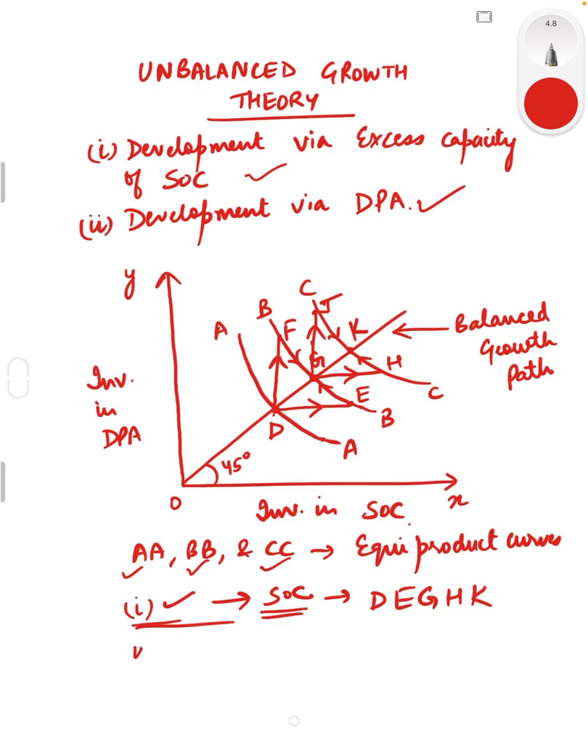Secondly, on the opposite side, if we first invest in DPA and then let SOC develop subsequently, then the growth path will be followed on the other side: D, F, G, J and K, right? So this D, F, G, J, K will be the growth path that will be followed if we first invest in DPA and then let SOC develop later on, right? So this is how the economy will continue to increase the level of output or increase the level of national income.